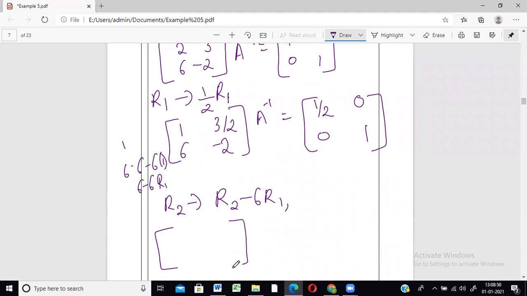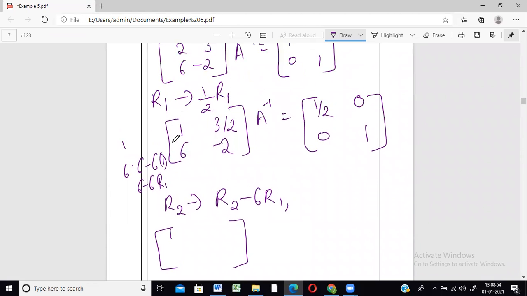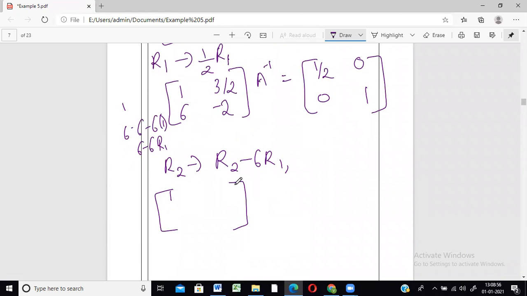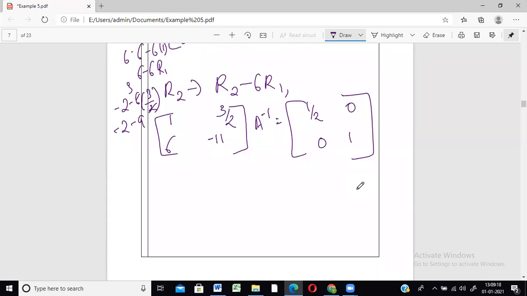Now row 1 there is no change, so let us write it as it is. So row 1 is 1 and 3 by 2. Row 2 is 6 minus 6 times 1, and this is minus 2 minus 6 times 3 by 2. 3 ones are 3, 3 threes are 9, so this is minus 2 minus 9, that's minus 11, into A inverse, which is equal to half, 0, 0 and 1. Okay. So that's what we get.